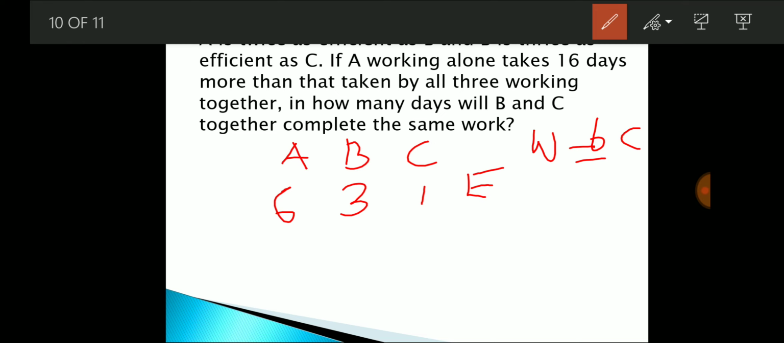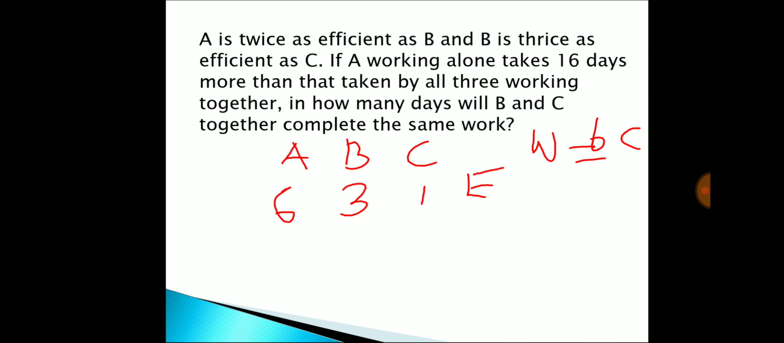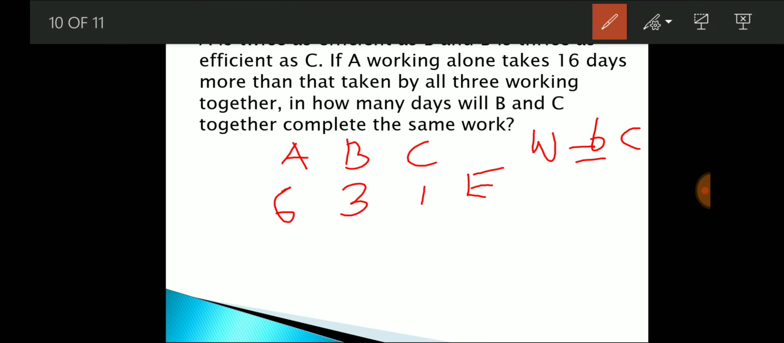So 6 chocolates. A, with 6 as the efficiency, can have 6 chocolates per day, so 6 chocolates can be eaten by A in how many days? 1 day. Then B can have 3 chocolates per day, then B can have 6 chocolates in how many days? 2 days. C can have 1 chocolate per day, then 6 chocolates can be eaten by C in how many days? 6 days. So 1, 2, 6 is the time taken.